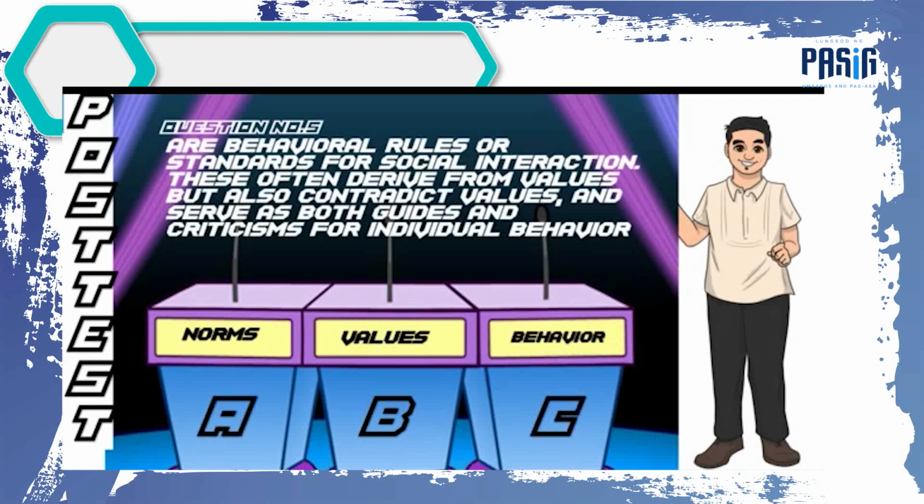For the final question, these are behavioral rules or standards for social interaction. This often derives from values but can also contradict values and serves as both guides and criticism for individual behavior. The choices are A. Norms, B. Values, C. Behavior. Correct answer is letter A, norms.